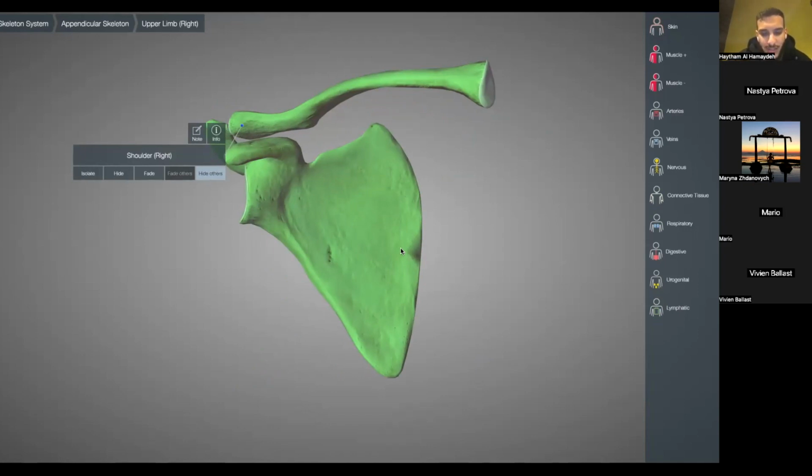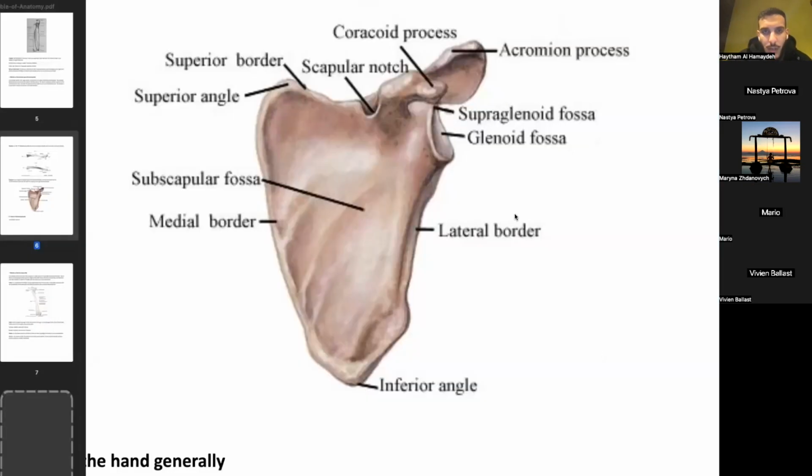Of course, we can see the pins of the scapula. And I will share this with you here. Boom. Shared. Acromial process. Okay, guys, I have a question. Which one is this? Right or left?